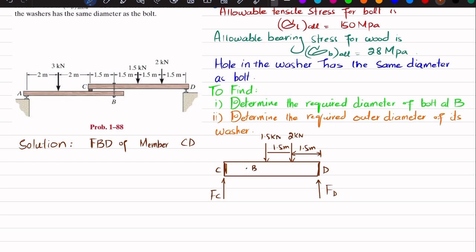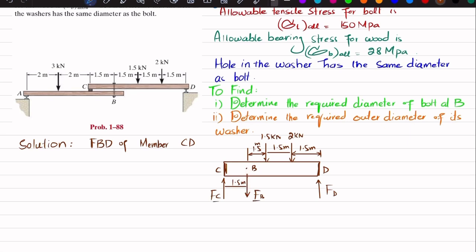Clear? So the load that the bolt exerts on this member or beam CD is FB. The distance between FC and FB is also 1.5 meter, and from B till this end is also 1.5 meter. Now we'll apply the equations of equilibrium in order to find FB and FC. What we are actually interested in finding is this load FB.